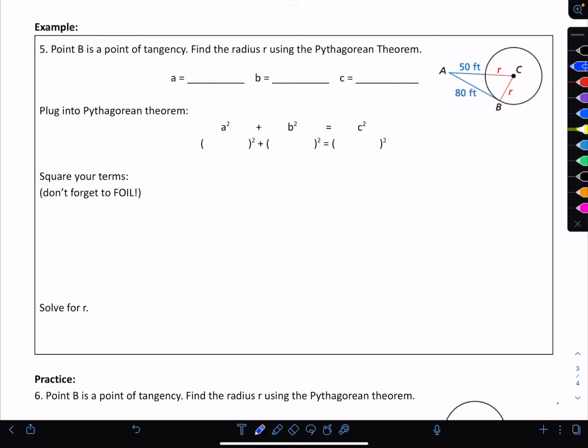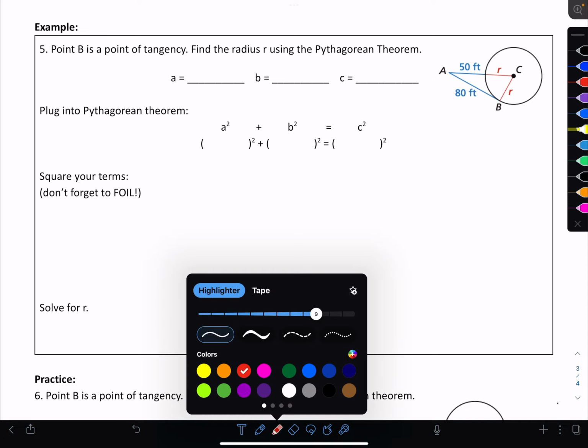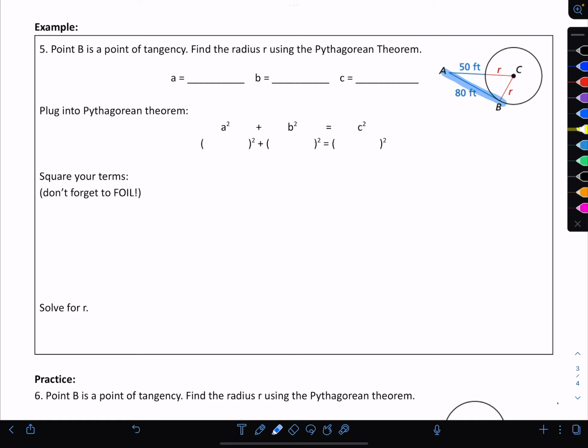Now on to part 2 of 9.2, where we're using the same setup, but we're solving the problem a little bit differently. This time we know that this outside line is a tangent line. The problem tells us that point B is a line of tangency. We can find the radius r using the Pythagorean theorem.